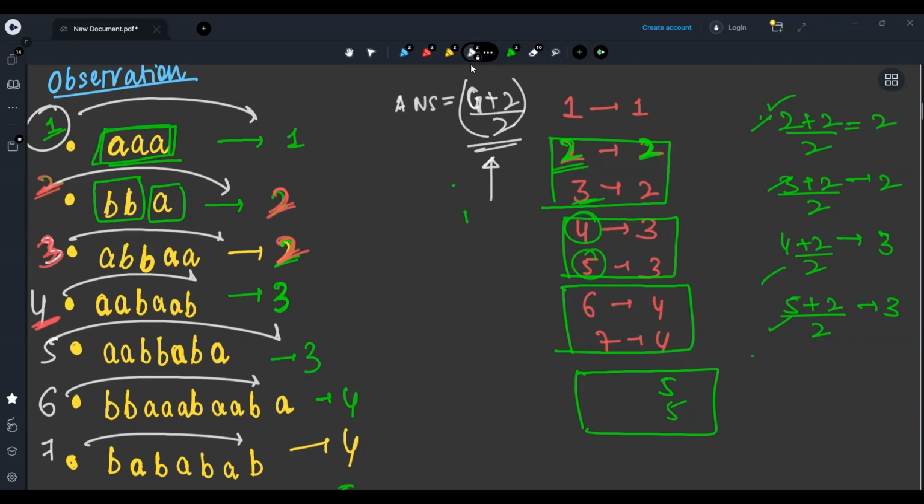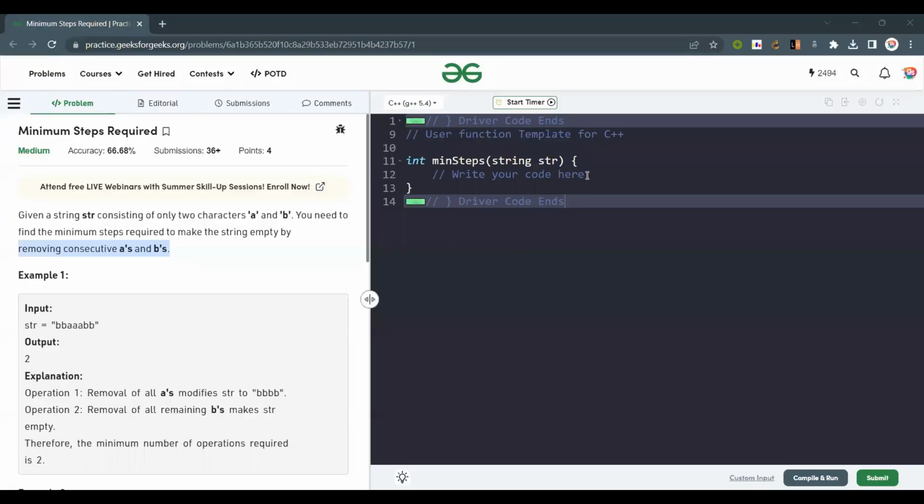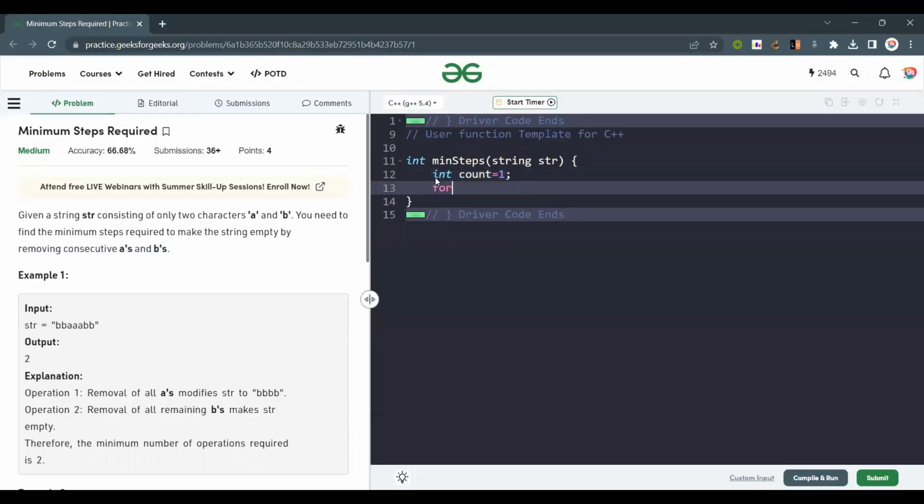So that is the question. We have to find the number of groups and then after that the answer will be directly G plus 2 by 2. That is the question. So let's code up the approach. Initially let's say count is equal to 1 and I am starting the string from the 1st index.